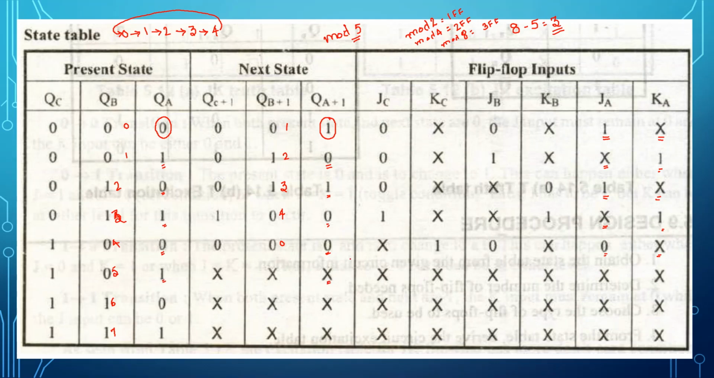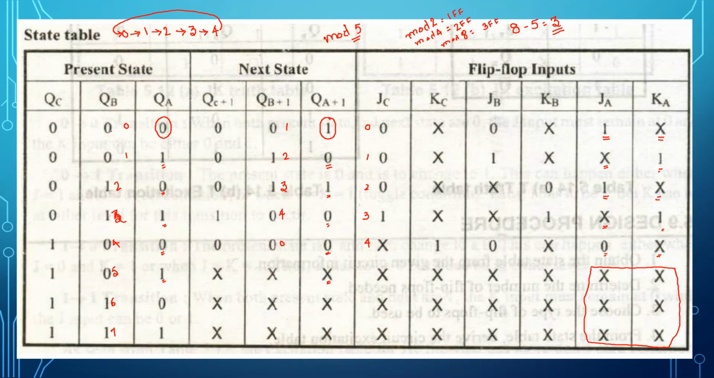But remember, how many states are to be reflected? You need to reflect only 5 states, right? So 0, 1, 2, 3, and 4. After that, the remaining states are to be marked with don't care conditions. You are not going to check what is to be written. They are don't care itself. Let's check for the next one.